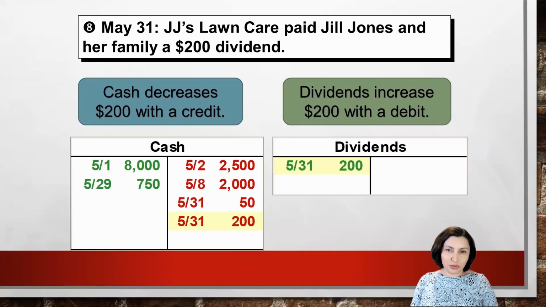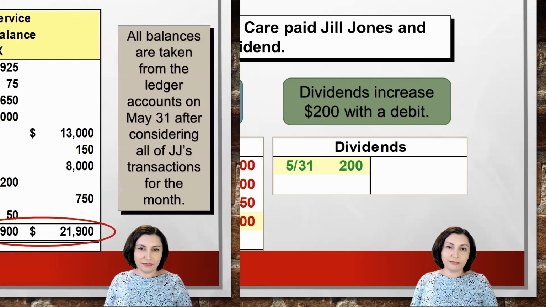Let's look at one more transaction. On May 31st, JJ's Lawn Care paid a dividend to its owners in the amount of $200. The asset account, cash, decreased by $200. The decrease is shown on the credit or right side of the ledger account. The dividend account increased by $200. The increase is shown in the dividend account with a debit of $200. Remember, dividends reduce total owner's equity.